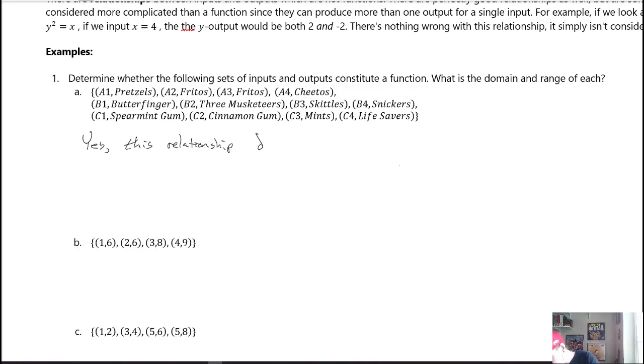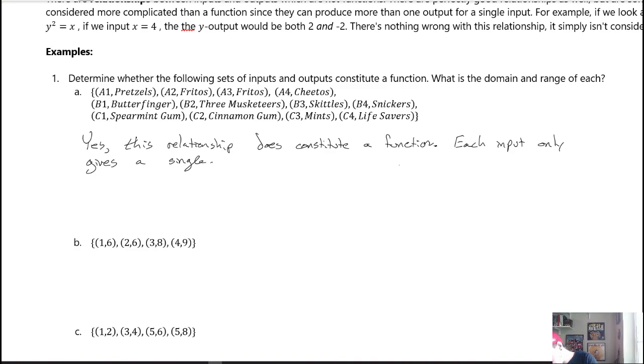So yes, this relationship does constitute a function. And I'm going to be specific in describing why. Each input only gives a single output.